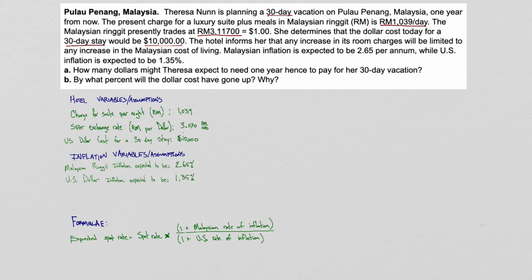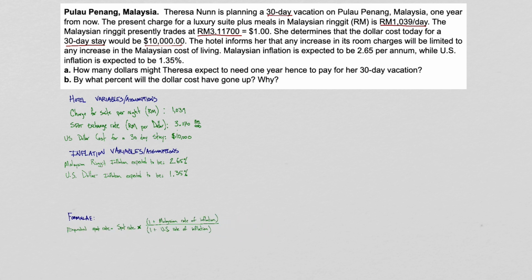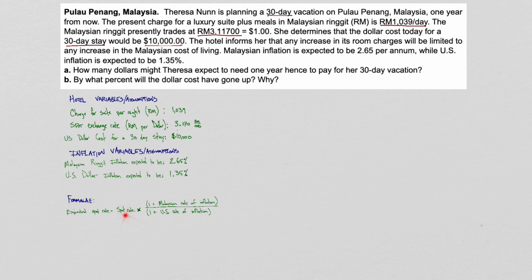And that's the idea that you can get the expected spot rate, the spot rate that's expected in the future, by taking the current exchange rate today, the real spot rate today, and then multiplying it by the inflation differential of those two countries. 1 plus the rate of inflation for Malaysia, and then 1 plus the rate of inflation for the US. That's a differential.